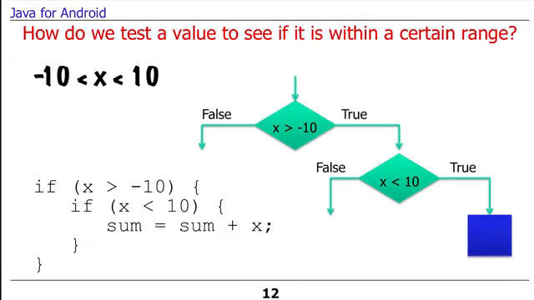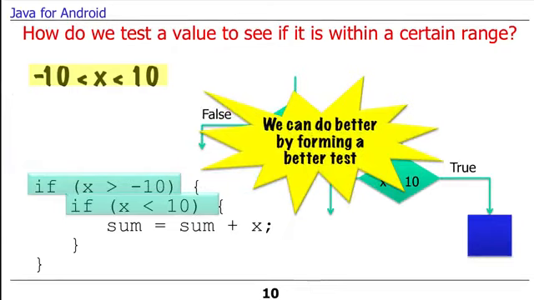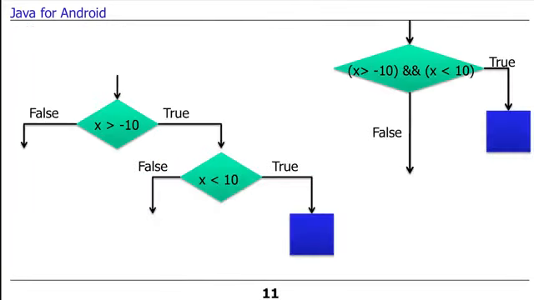Let's consider a situation that could lead to a more complex Boolean expression. Suppose we want to test some variable x to see if it is between -10 and 10. This can be thought of as two tests like you see here. But we can do better. Consider these diagrams. On the left, we test for a number greater than -10, which can be many numbers such as -7 or 5 or 17. Then we test to be sure those numbers are also less than 10.